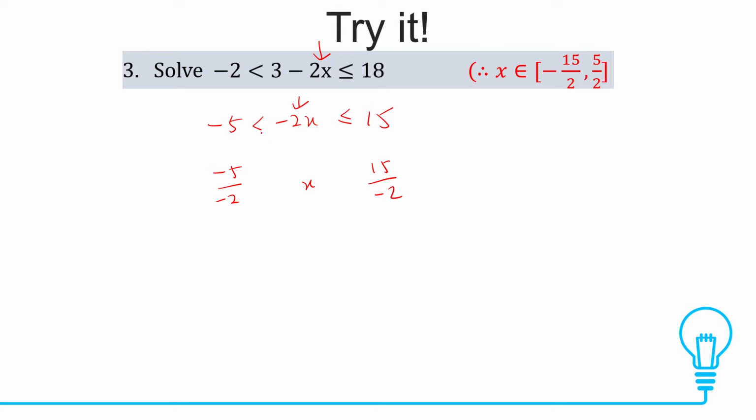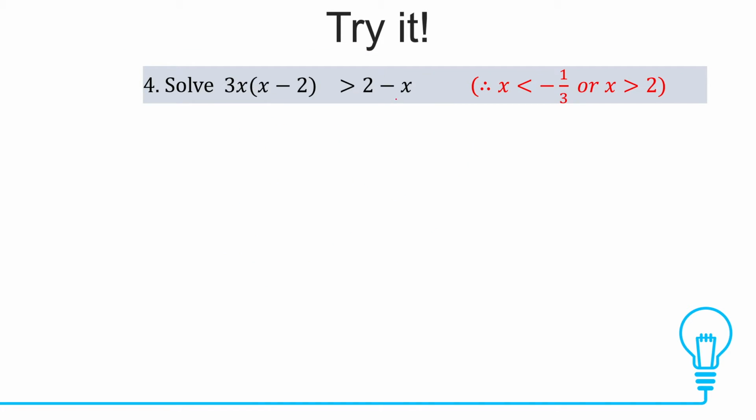When we divide the inequalities by a negative number, we need to change the sign from less than to greater than, and less than or equal to, to greater than or equal to. And because it's not the norm, we write it in this form, so we change it to the other side, 15, minus 2x, and 5 over 2. Or if you want, you can always leave your answer in interval form. Okay, so this one is equal. So for this question, this one should be a round bracket.